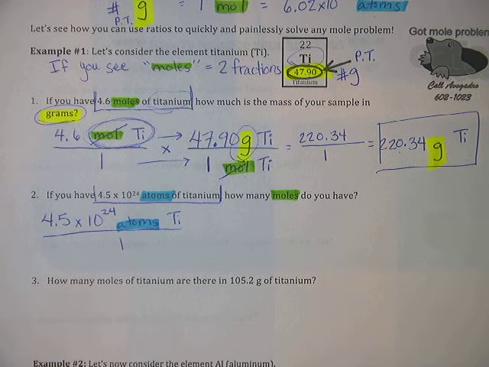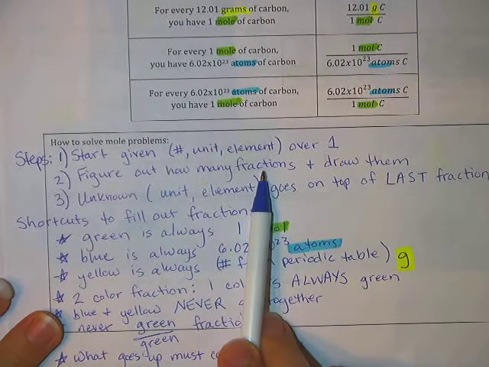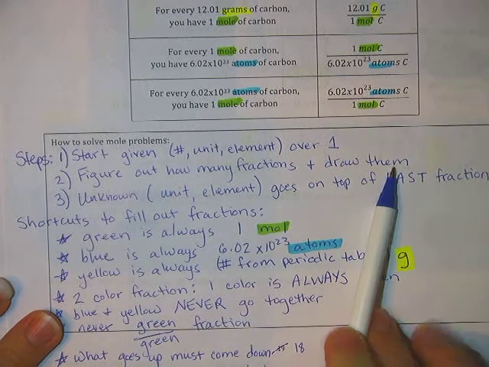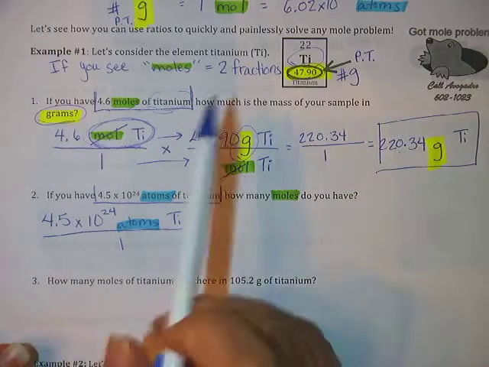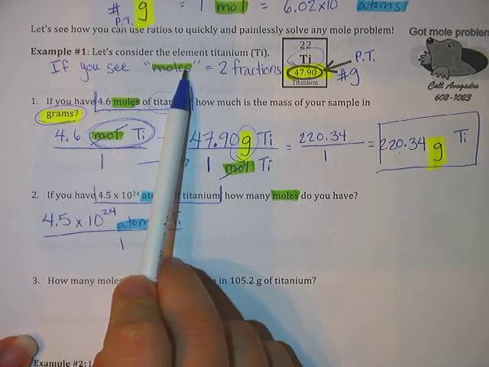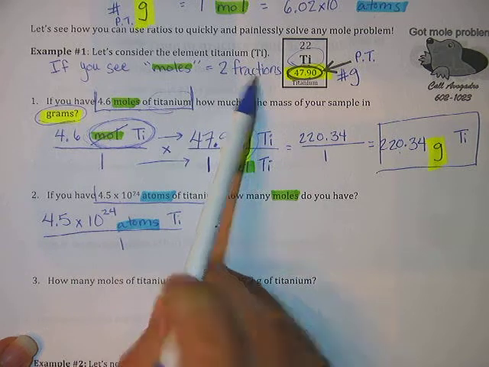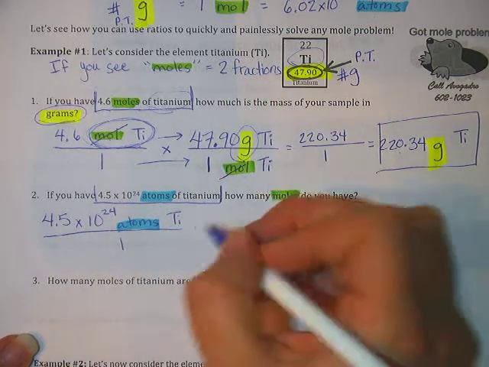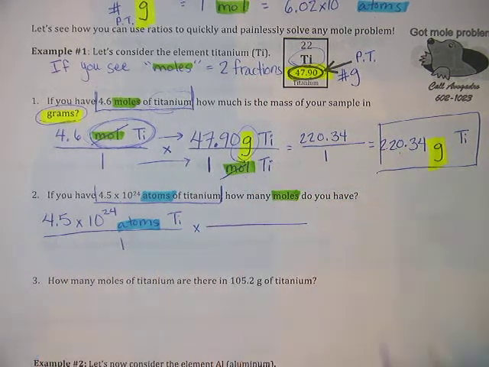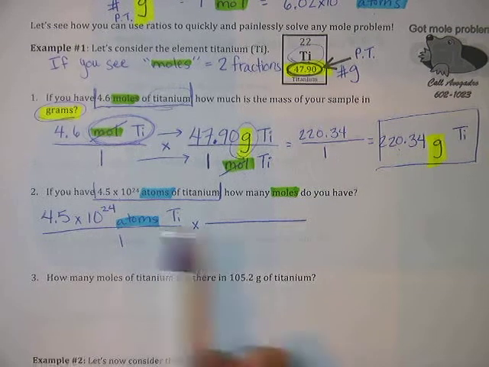Now, step 2 says figure out how many fractions and draw them. Well, you said earlier, if you see the word moles in the problem, that's going to be 2 fractions. I already have my first fraction. Here's my second one. That's not so bad. 2 fractions. 1, 2.